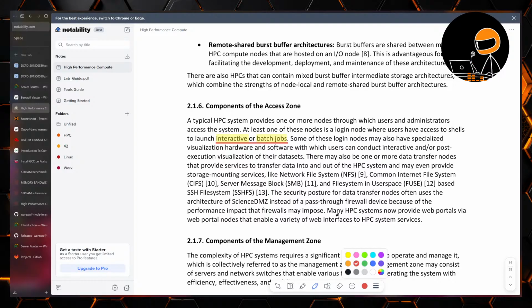The security posture for data transfer nodes often uses the architecture of a Science DMZ instead of a pass-through firewall device because of the performance impact firewalls may impose. Many HPC systems now provide web portals via web portal nodes that enable a variety of web services to HPC system services.